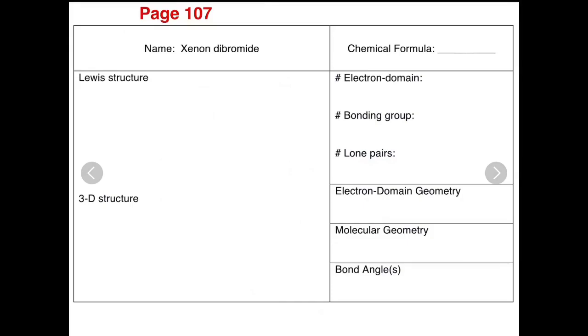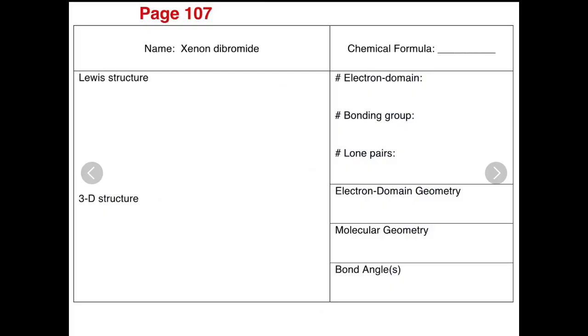Okay, so in this case, what you're going to see on the exam is you are going to need to be able to draw Lewis structures and use Lewis structures to help us determine the electron domain geometry and also molecular geometry as well, including the bond angles between the bonding pairs.